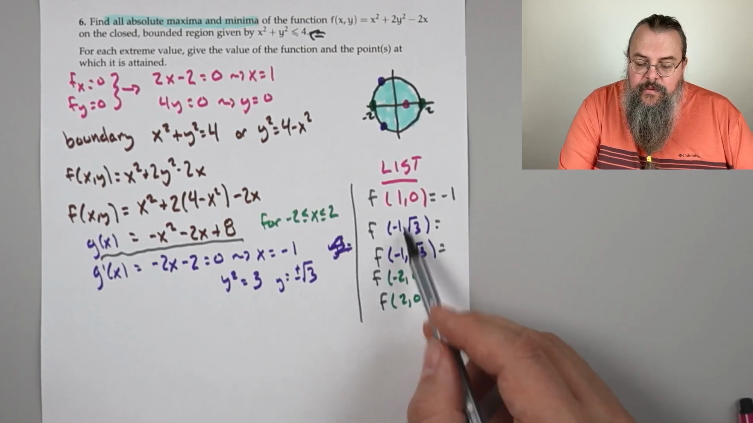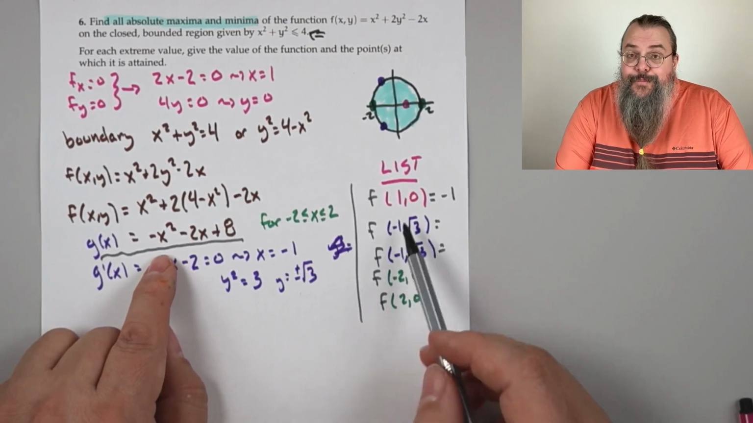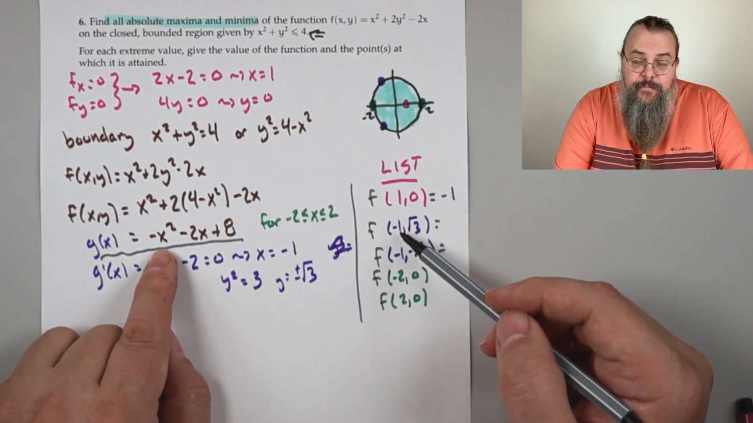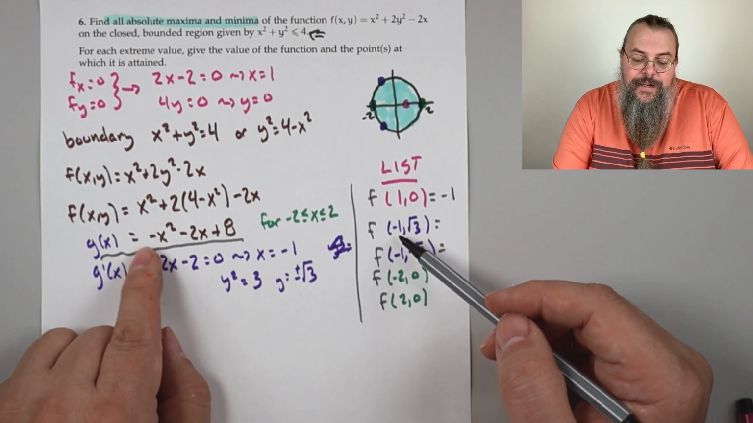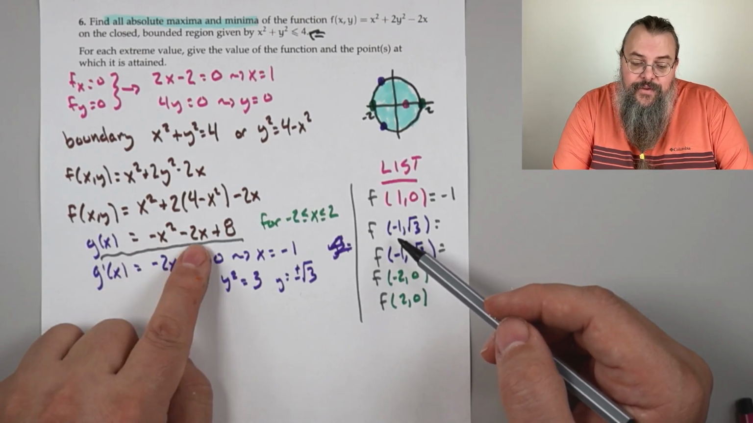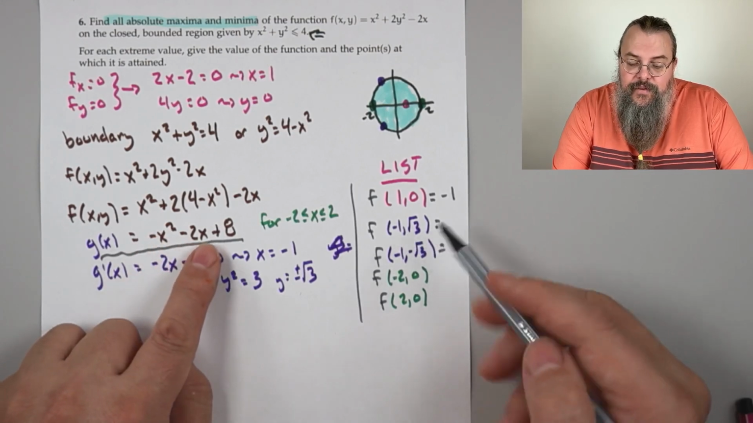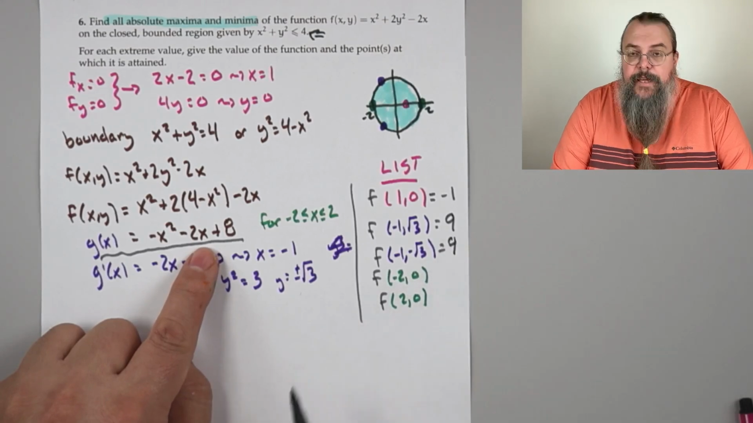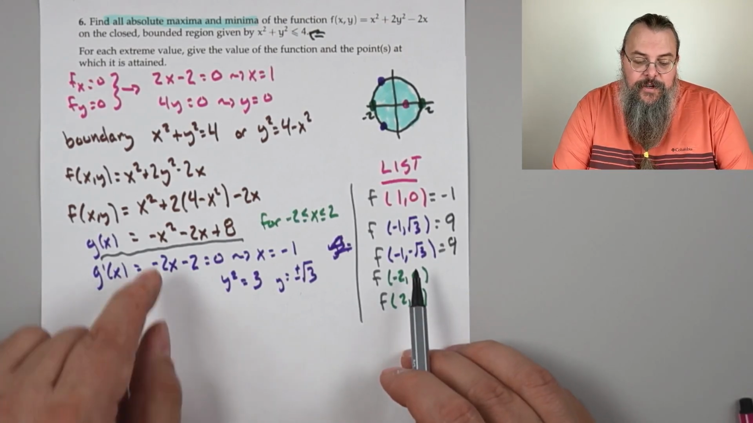So, for instance, when we plug in -1 plus root 3 or -1 minus root 3, the x's agree. So let's see, we'll have -1 squared, which is a +1, times a -1, so that's -1. -2 times -1 is a +2, so -1 plus 2 is 1, plus 8 makes 9. And these will be the same. All right, good. Now, what about -2, 0?